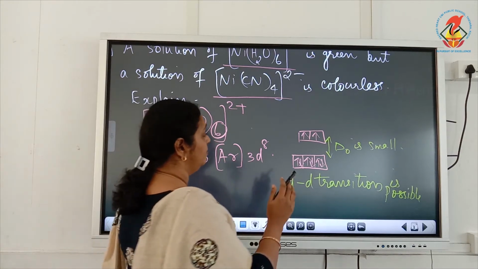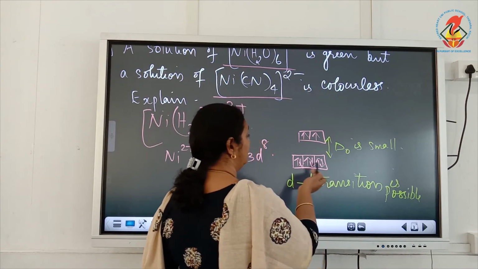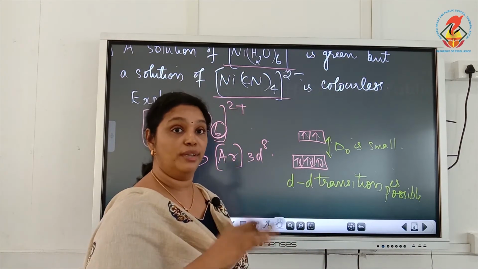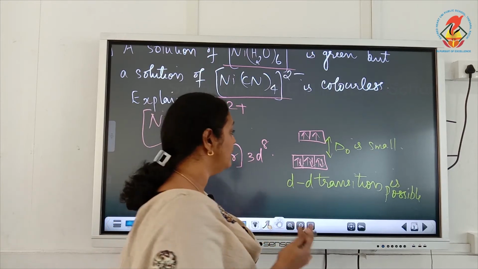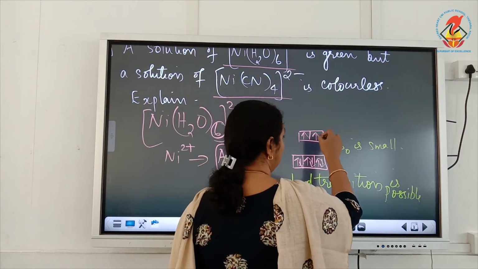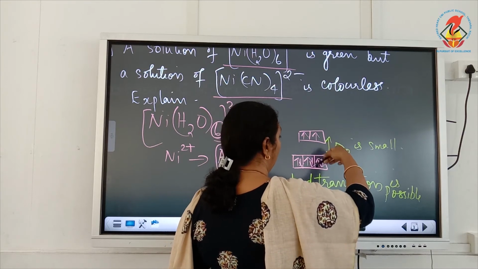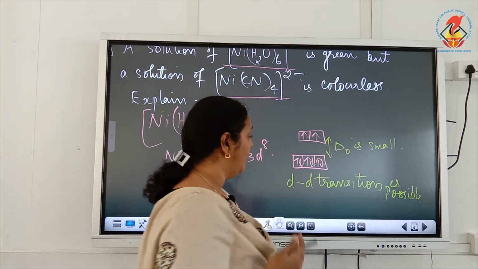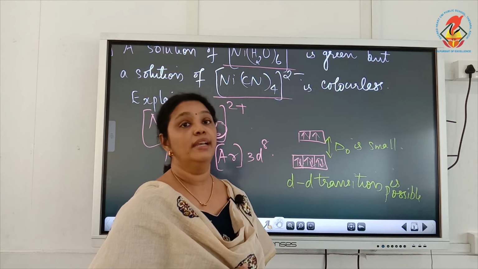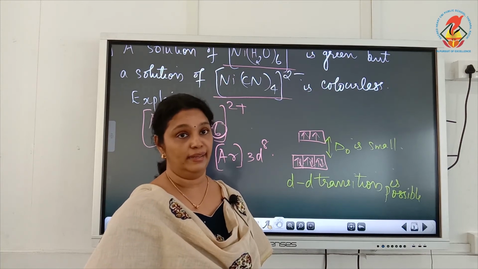Okay, so this is very important because you will feel that there is no electron to get excited. But in this case, since delta O is small, these electrons in eg can come or t2g can go up like that, and d-d transition is possible, and this complex is green in color.